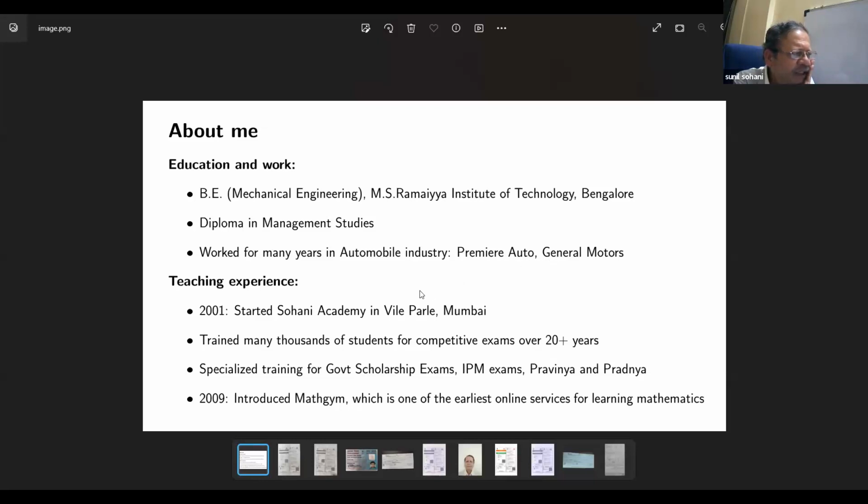Then after that, I started teaching maths, and we opened the institute Sohani Academy at Vileparle, Mumbai in 2001. I have trained many students for competitive exams for more than 20 years. I specialized in training students for the government maths scholarship, IPM maths scholarship, Ravindra maths exam, and Pratnya maths exam. And in 2009, with my son's help, I introduced an online service for practicing mathematics in general.